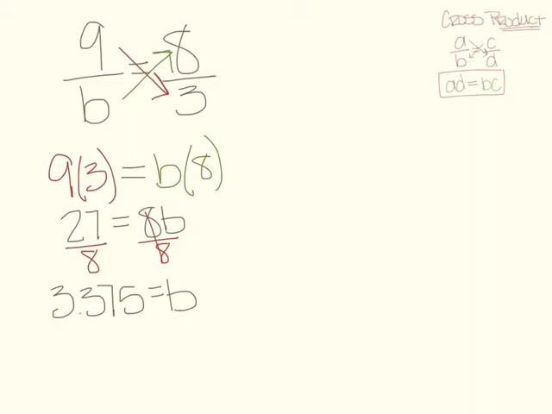8 divided by 8 is 1, and 1 times B is B. Now we're able to round this to the nearest tenth. We don't need to be too terribly exact, but I do like to use a little squiggly line instead of an equal sign so that it says approximately. So B is approximately equal to 3.4. So I know that in order for this proportion to be a true statement, B would have to be about 3.4.